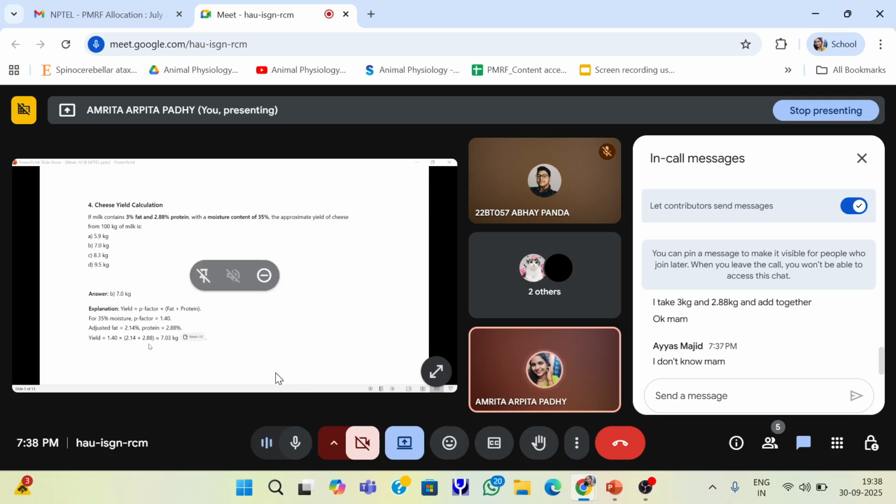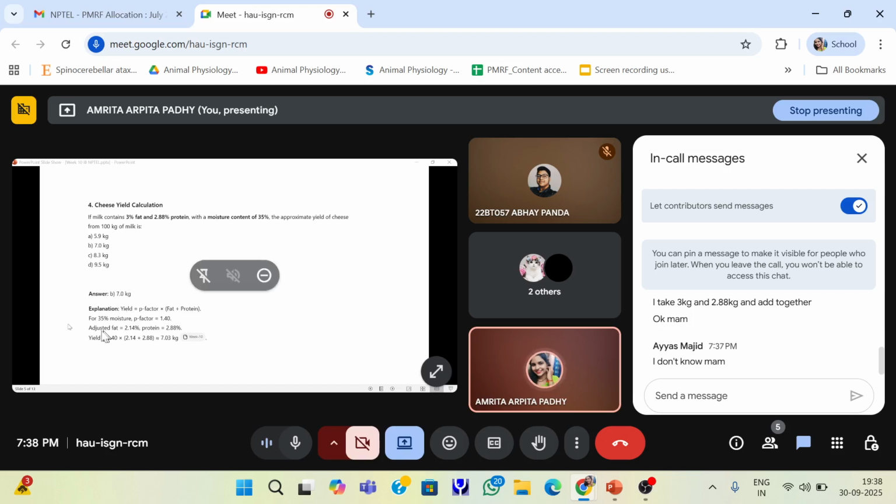So the adjusted fat will be 2.14% and the protein will be 2.88%. Then we just put the values in the formula: yield is equal to P factor into fat plus protein, that is 1.4 into (2.14 plus 2.88). First the bracket has to be added and then multiplied. So that's how it becomes 7.03 kg. So the correct answer is 7 kg.